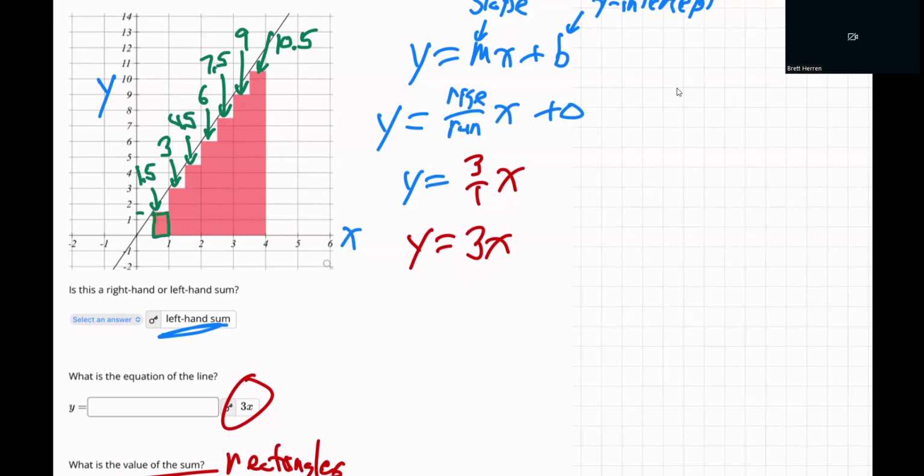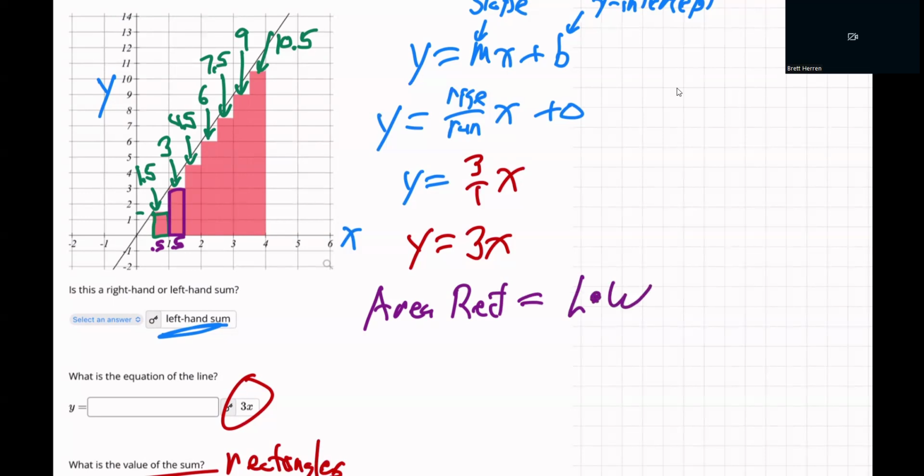Here, let me do the next one. See this next one here? See that little rectangle right there? It's only half a unit wide. So each of these rectangles is half a unit wide. The area of a rectangle, I'm sure you know, is just length times width, one side times the other side.